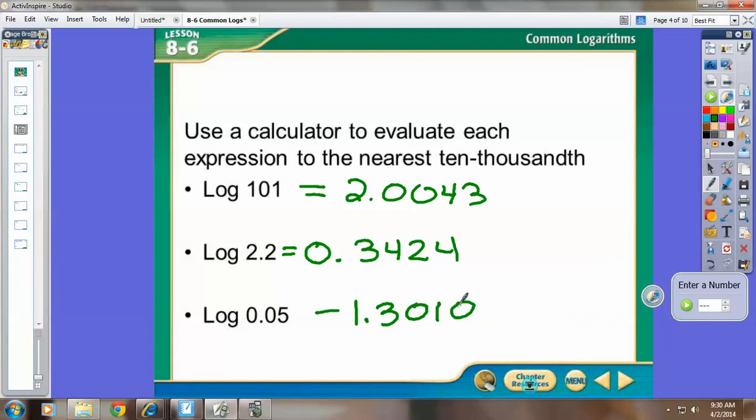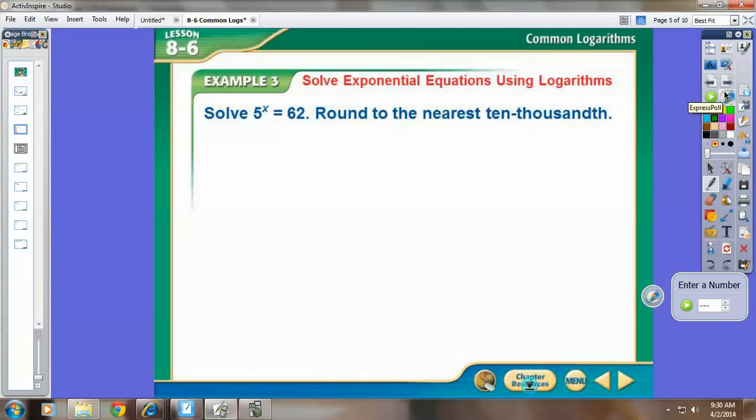Any questions on using that log button on your calculator? It's just a matter of pushing the button. That's all it is on that. Alright, so now we're going to solve some equations that have common logs in them.